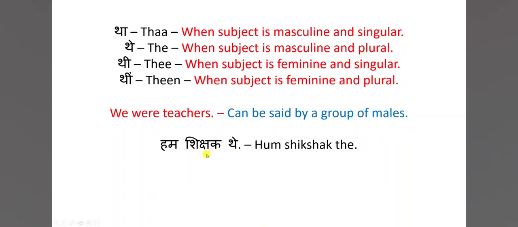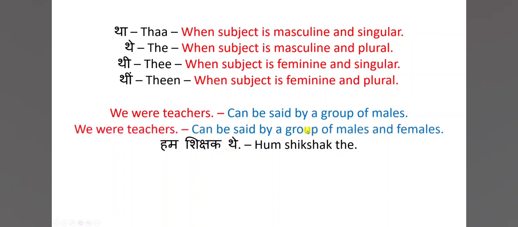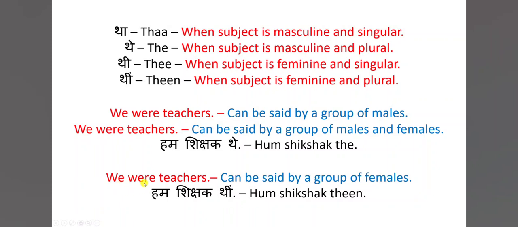Alright. Now, the very same sentence can be said by a group of males and females. हम शिक्षक थे. Next, if a group of females want to say this in Hindi, then they will have to say हम शिक्षक थी. Thi is used for were because the subject is feminine and plural.